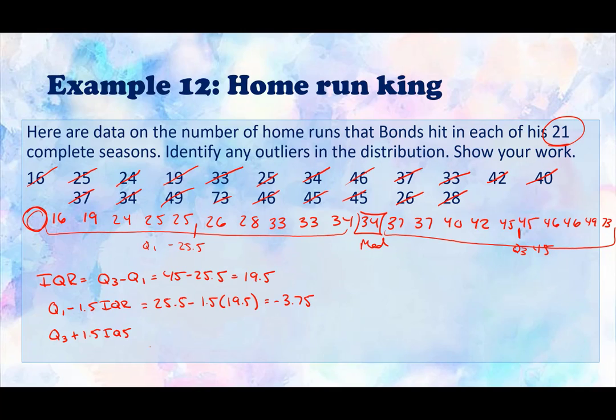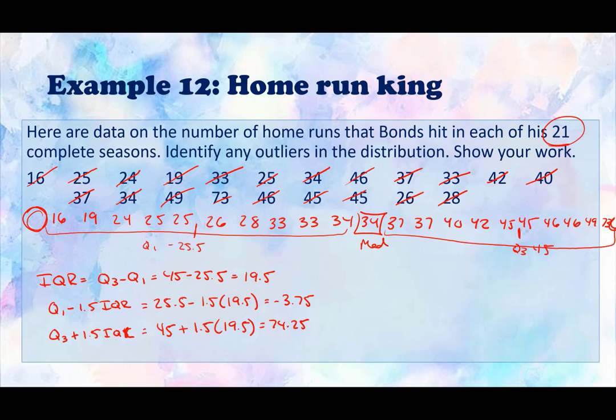Okay, so let's see if there's any higher outliers. So we have Q3, which is 45, and we're going to do 1.5 times 19.5, which is our IQR, and we're going to get 74.25. Now, that means if you have anything higher than 74.25, that would be considered an outlier. But as you can see, there's nothing over here that is higher than 74.25.